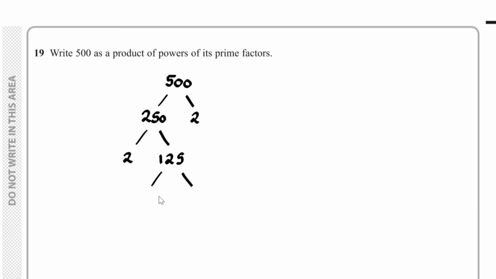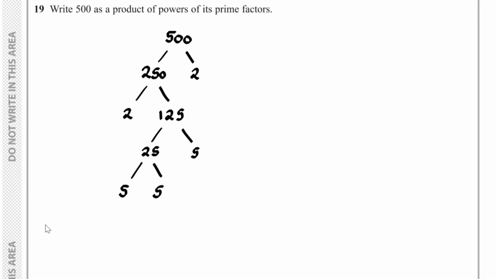5 times by 25. 5 is a prime number, 25 isn't, so this 25 we can further split up as 5 times by 5. So what do we have then?